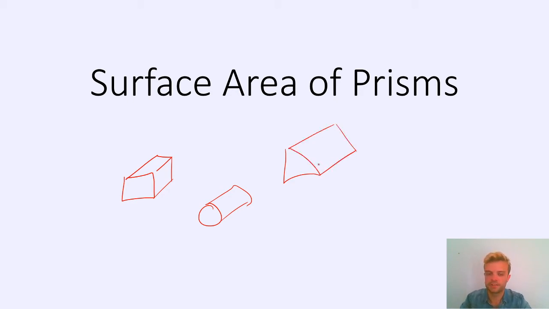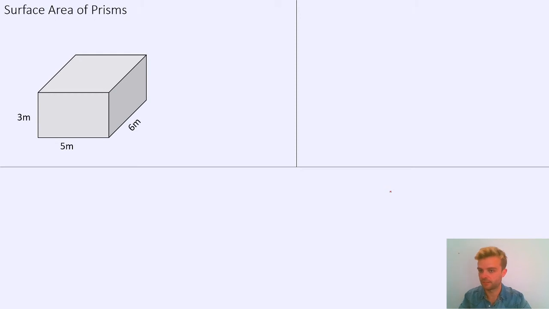Those are prisms, and if we're looking at the surface area, that's literally the area of all the surfaces. So you could think about it as if you were trying to paint that 3D shape. It's the amount of paint you need, because that's covering all the surfaces around the outside. Now, there's no quick, easy-to-use formula for working out the surface area of prisms. We're just going to find the area of every surface and then add them all together.